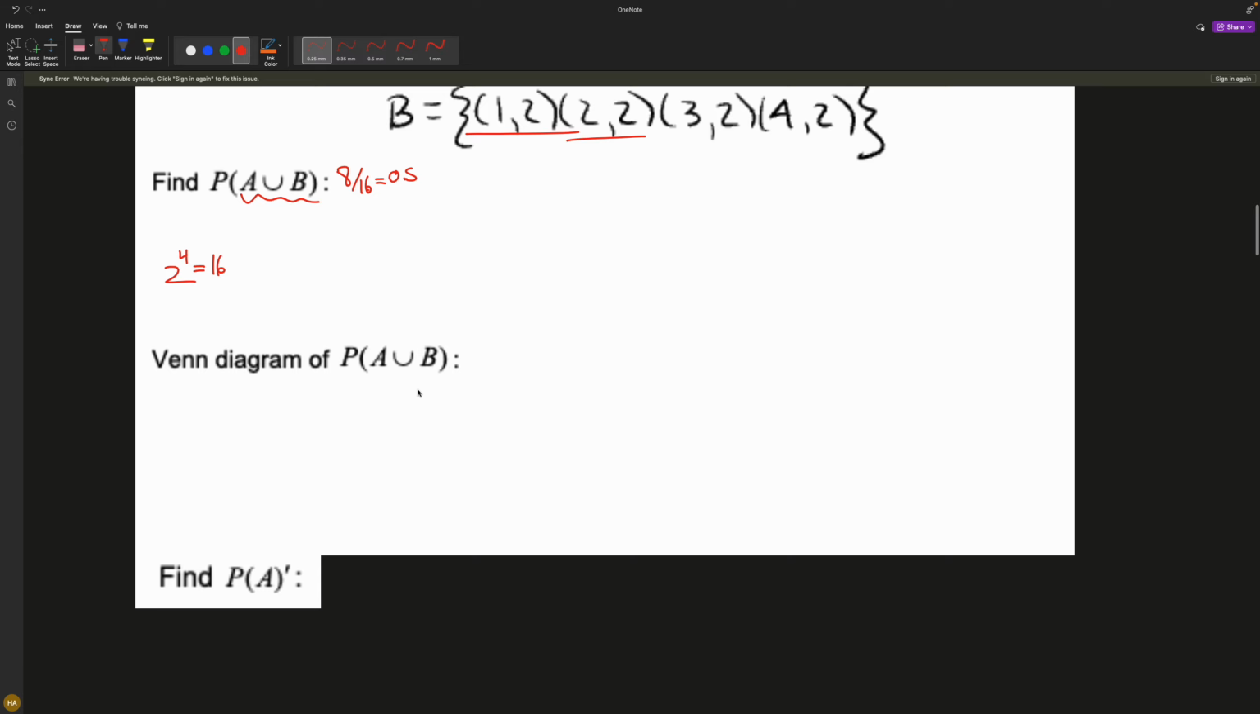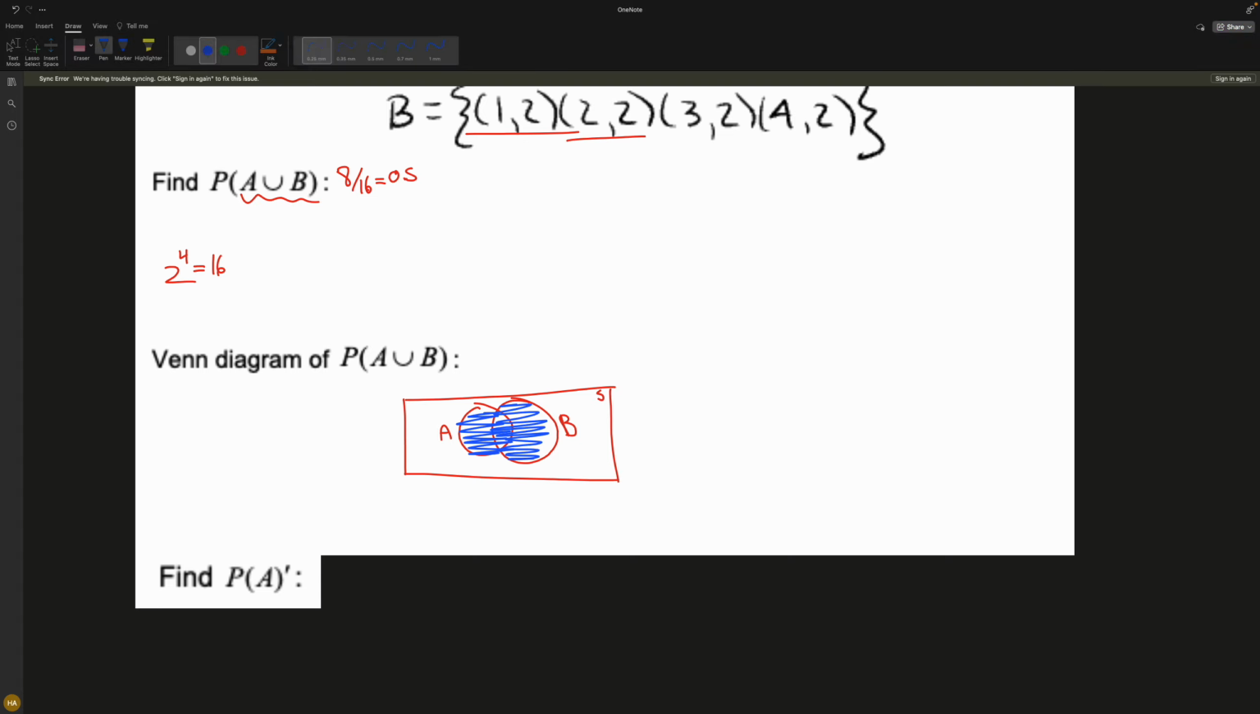Now the Venn diagram of this probability. This is how you do a Venn diagram. You have one circle, you have a second circle. This represents our B, this represents our A. The box is our S, which is everything in between. And so the probability of A union B is the probability of getting everything within here. Okay?